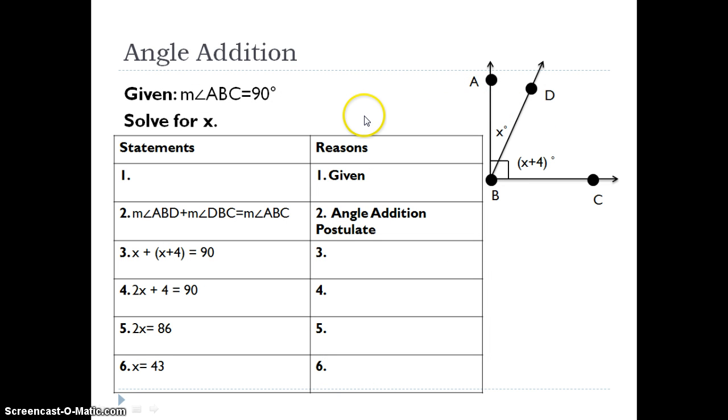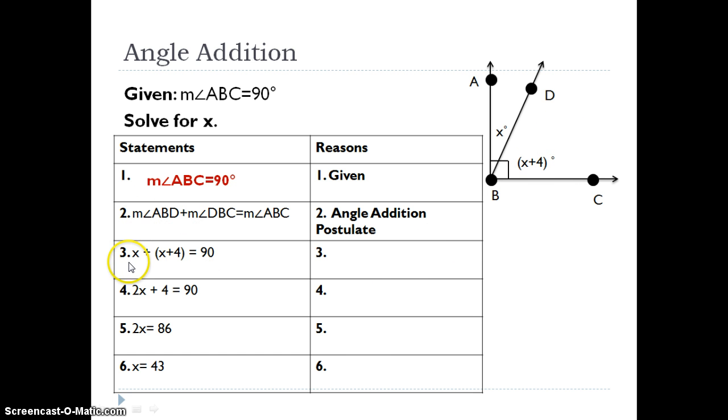So let's try doing a proof that involves angle addition. We are given that the measure of ABC is 90 degrees. That's already notated for you. And we want to solve for x. So we just need to fill in these missing reasons. Your first statement is always going to be the given statement, which ours was that the measure of ABC is 90 degrees. The next statement and reason is showing the angle addition postulate, that this angle plus this angle is going to equal angle ABC. We are adding the angles together because we're trying to find what x is.